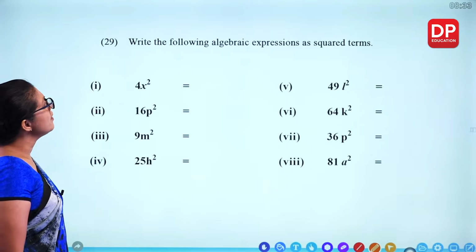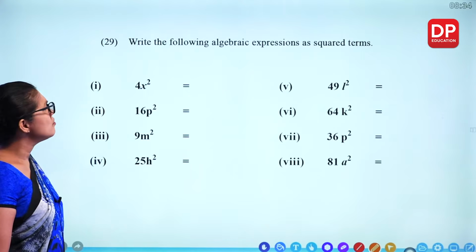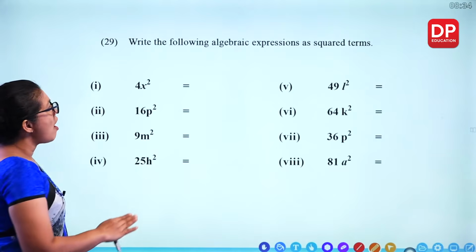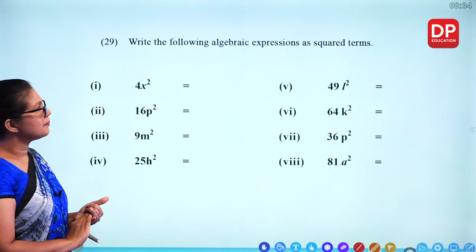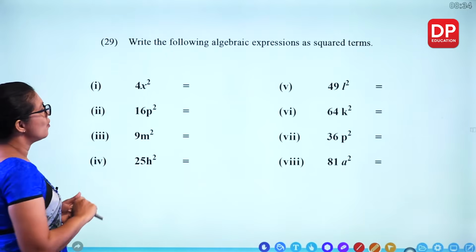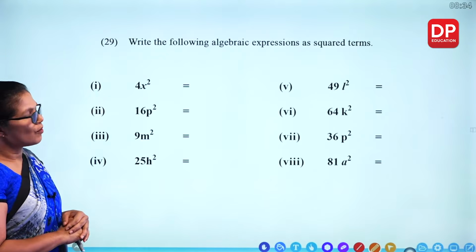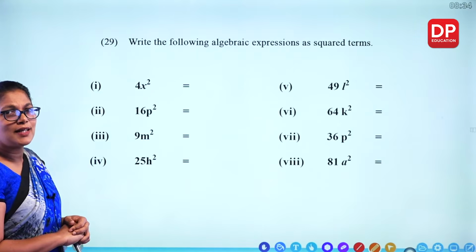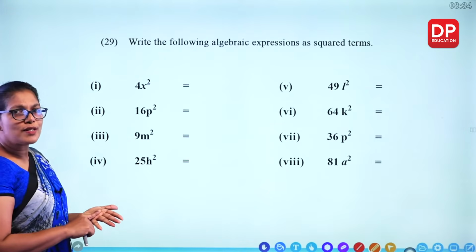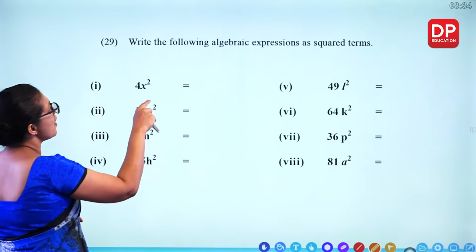Now look at this one. Write the following algebraic expressions as square terms. Now slightly different. So you have given expressions and you are asked to write as square terms. So what can you see about these numbers? 4, 16, 9, 25, 49, 64. All are square numbers. 2 times 2, 4. 4 times 4, 16. So we can easily write in terms of a square number.